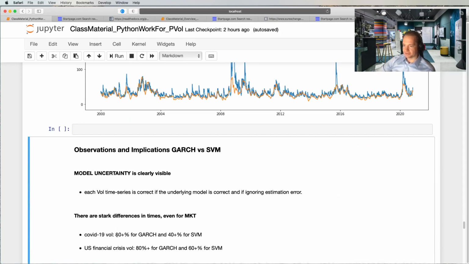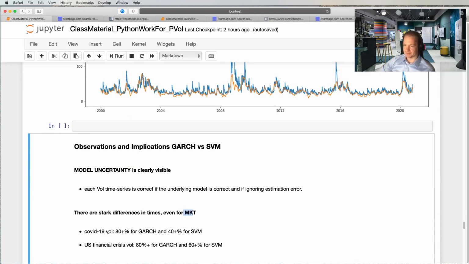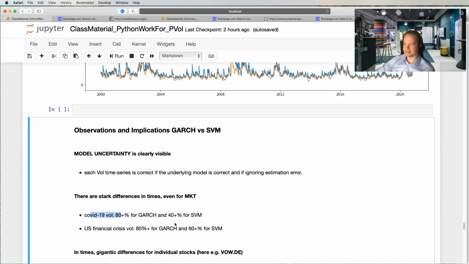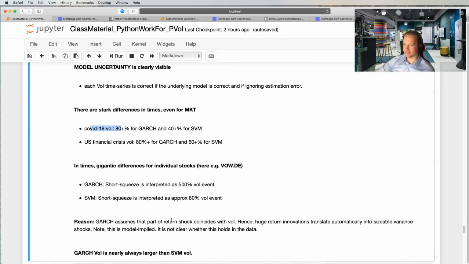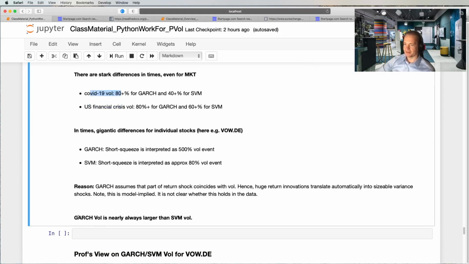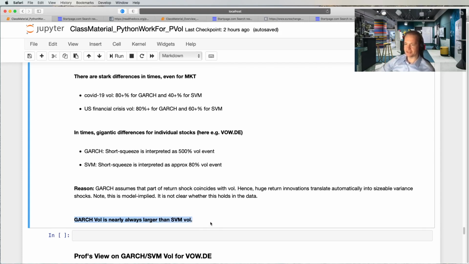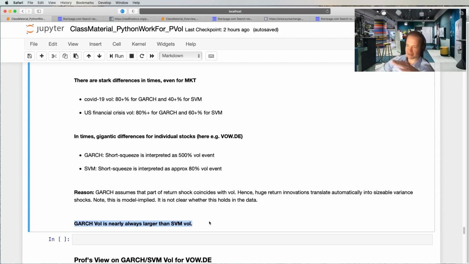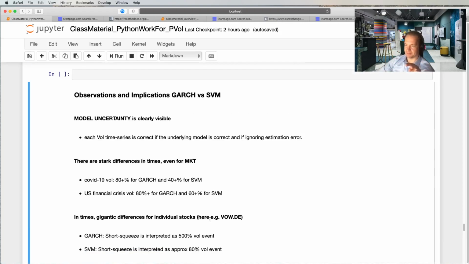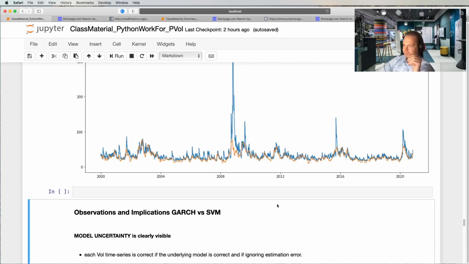So there are stark differences, even for the market, which means the COVID has this 80% vol. Okay, I think I mentioned all of that. I also mentioned that GARCH vol is nearly always larger than SVM vol. I find that interesting. I checked unconditionally, the average is the same, I believe. I think I checked once, although it's hard to believe, because the orange line is always below, it seems.